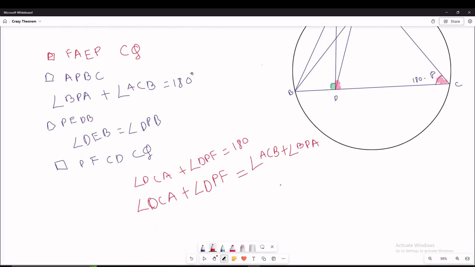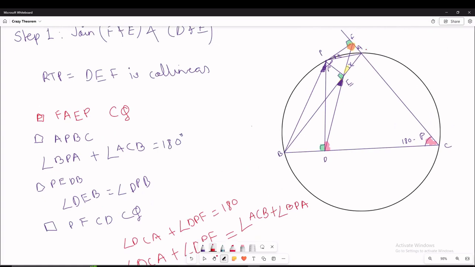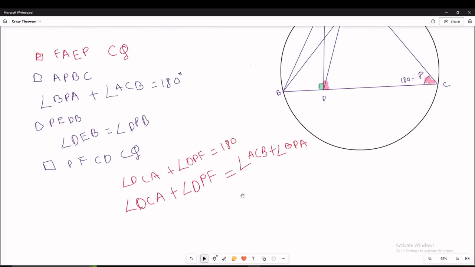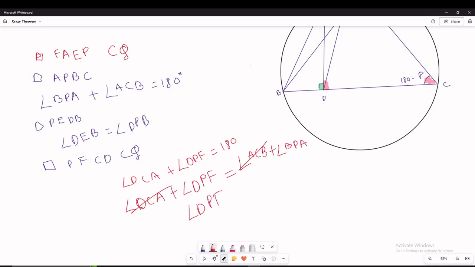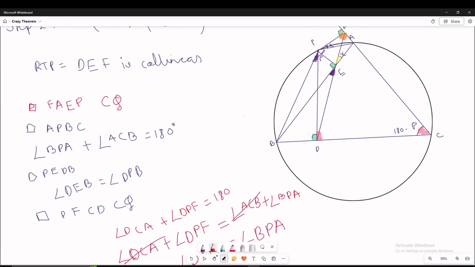And by this we can see that angle ACB is the same as angle DCA. So these two angles are the same, so we cancel them out. We can say that angle DPF is equal to angle BPA. So now I can also say that this is P as well.